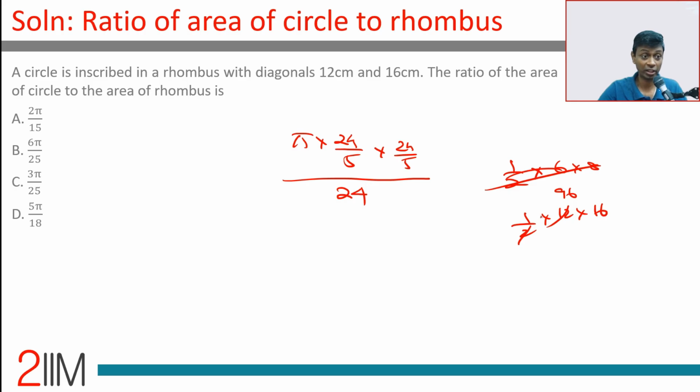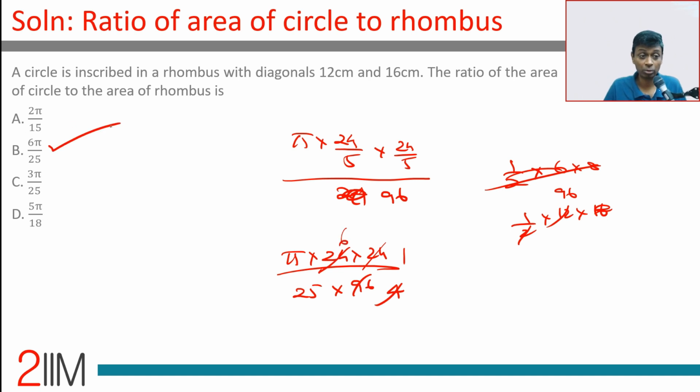96. I made a mistake there, which is why I was worried none of the choices are matching. Thankfully, the choices are available for this one. It is 96 and not 24. I took half of the diagonal. It should be half into d1 into d2. I did half into d1 by 2 into d2 by 2. Right, so this is pi into 24 into 24 by 25 into 96. 24 by 96 is 1 by 4. 24 by 4 is 6. 6 pi by 25. Lovely. My original answer would have given us 24 pi by 25, which luckily enough was not there in the choices. It's half into product of diagonals, not half into product of half the diagonals.